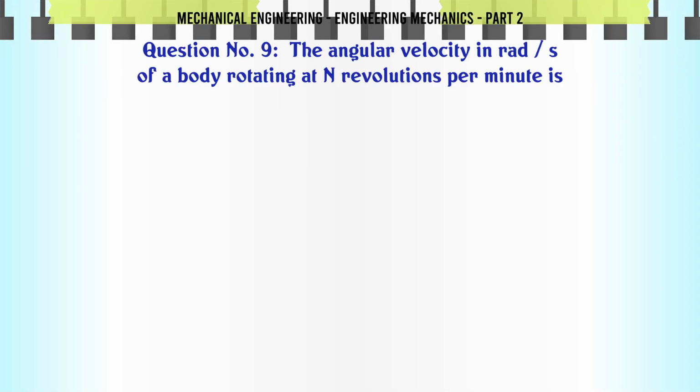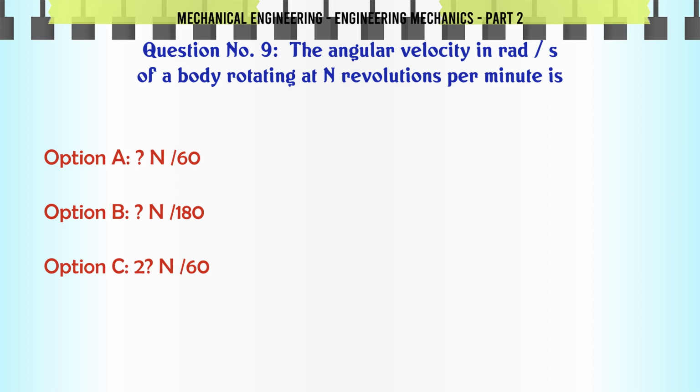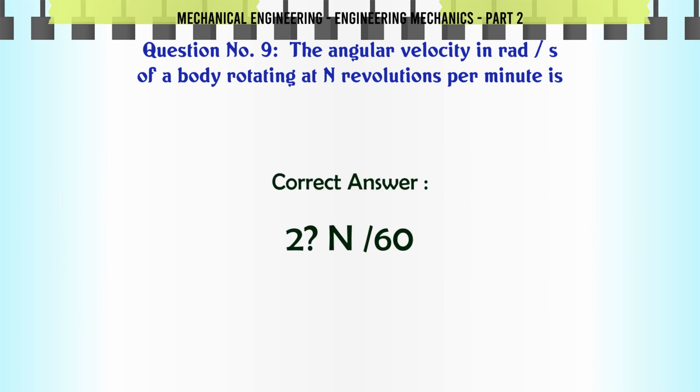The angular velocity in rad/s of a body rotating at n revolutions per minute is A. n/60, B. n/180, C. 2πn/60, D. 2πn/180. The correct answer is 2πn/60.